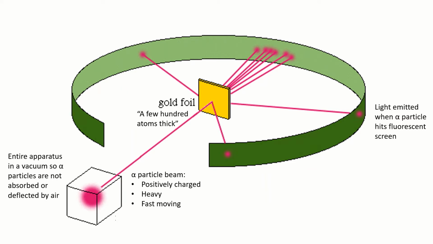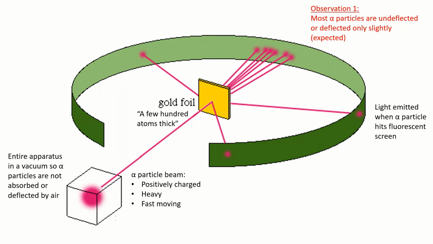So around the gold foil there was a fluorescent screen that, anytime an alpha particle hit it, would emit a flash of light. Rutherford and his students spent a long time painstakingly counting flashes of light. They would count how many flashes appeared in a particular area in a minute, for example, and from that they could gather information about where the alpha particles were going. So the first observation they made is that most of the alpha particles were undeflected or deflected only slightly, which is what they were expecting to find.